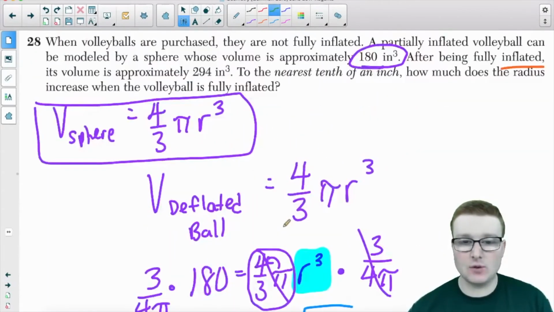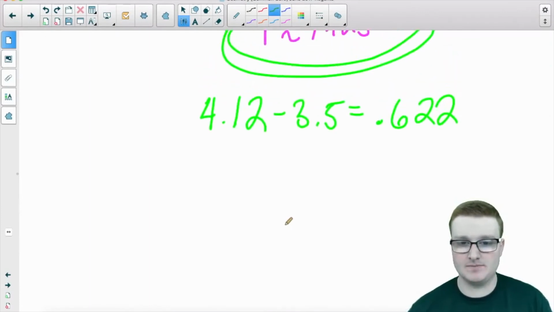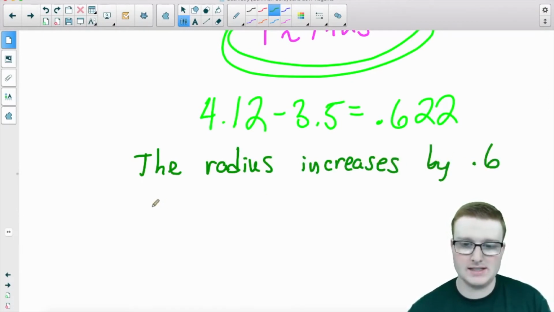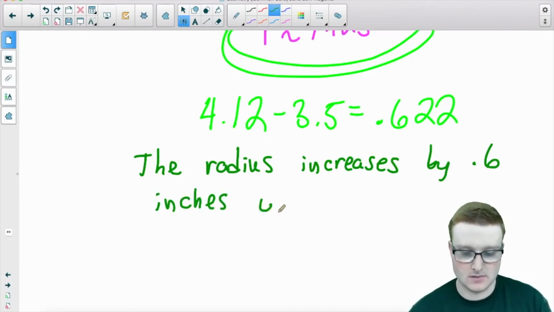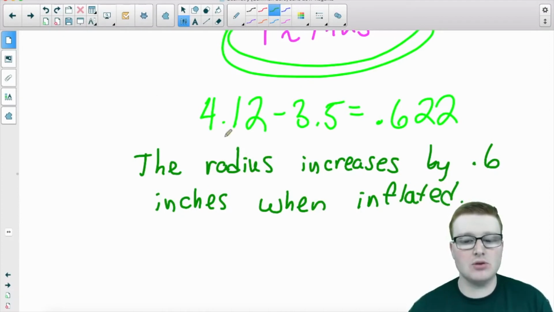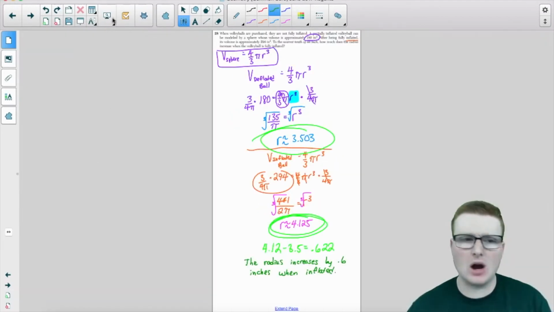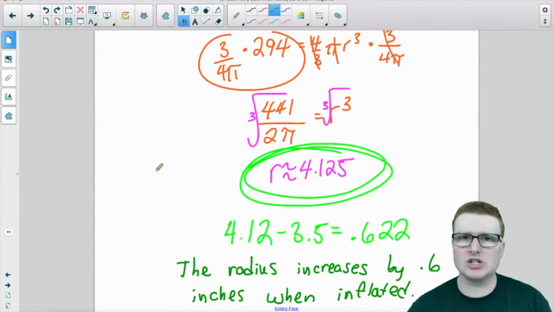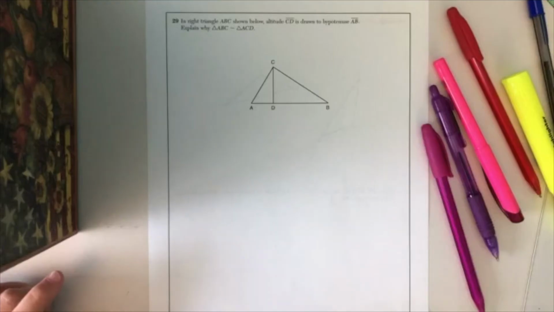So it's asking you for the nearest tenth of an inch. 2 is not greater than 5, so the 0.6 stays. So your answer is the radius increases by 0.6 inches when inflated. And that, ladies and gentlemen, is a pretty tough part. In my opinion, that was a tough part 2 question. I did not think that was a fair question to give you on this exam.